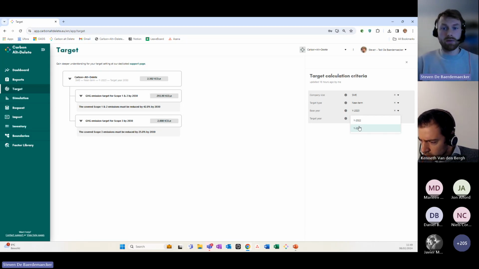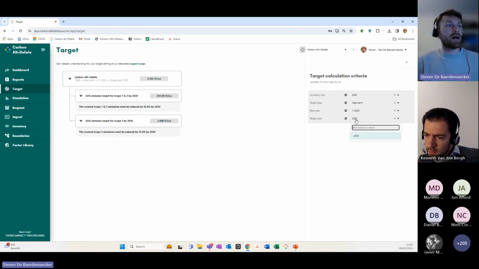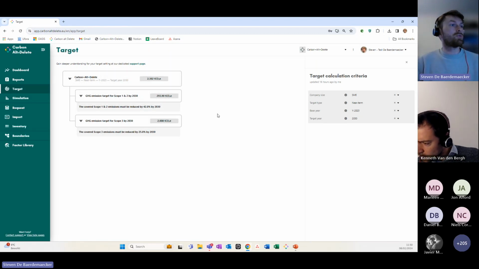Basically, we select the greenhouse gas emissions of that reporting period to calculate our targets on. And then finally, you select a target year based on your selection of your company size. For the SME, in this case, it will be 2030. If I did my selection, it will automatically calculate my emissions, and I will get the breakdown as I explained to you in the calculation slide for scope 1 and 2, for scope 3, and that adds up to a total target. At that moment, we have done our calculation.